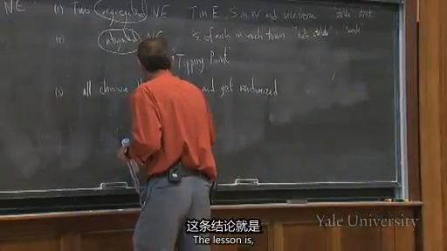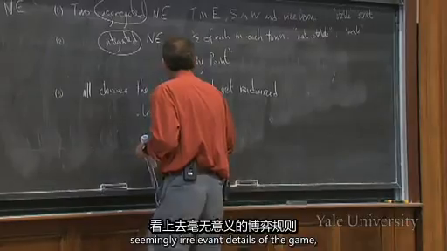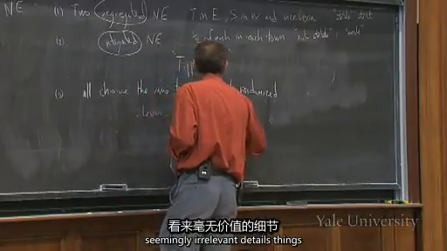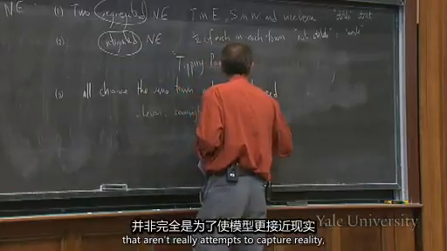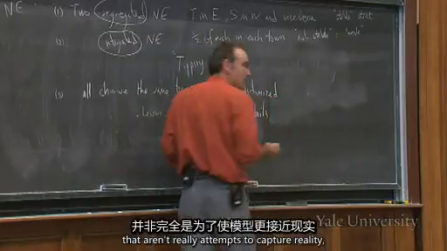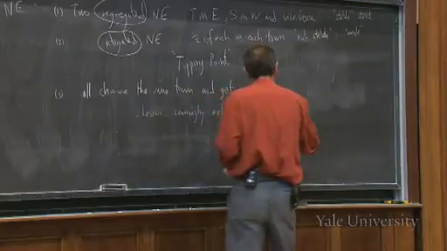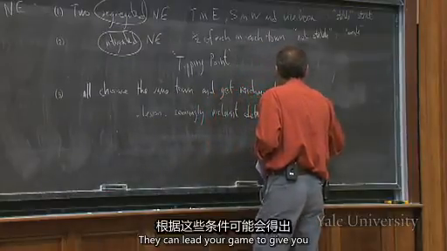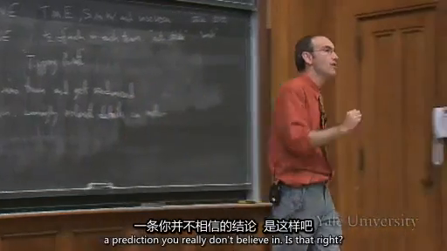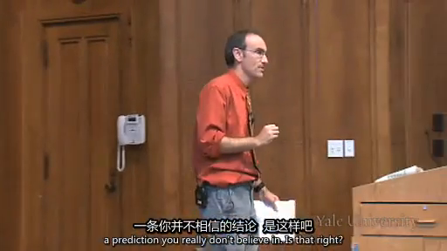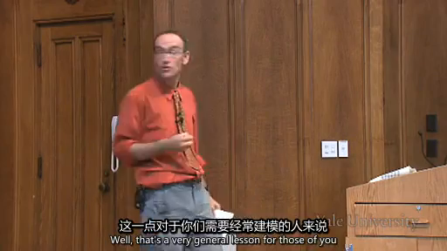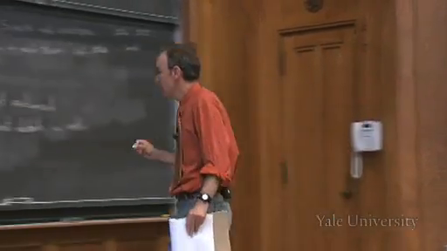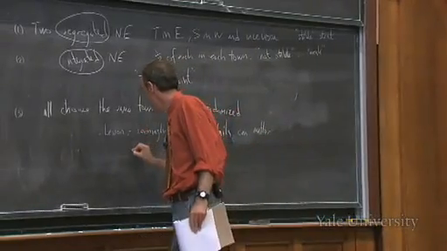The lesson is that seemingly irrelevant details of a game, things that aren't really attempts to capture reality, they're just trying to get things through in a hurry, can end up mattering. They can lead your game to give you a prediction you really don't believe in. Is that right? And that's a very general lesson for those of you who are going to go out and model things more widely. There's a second lesson here, however.